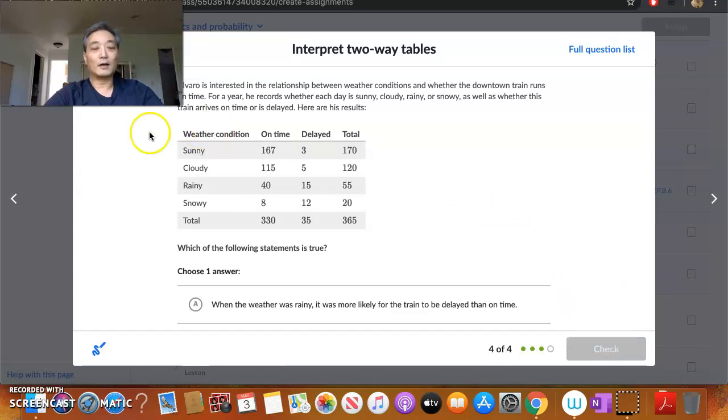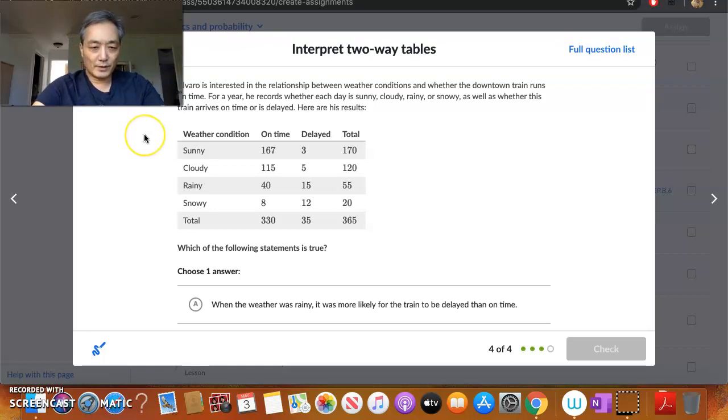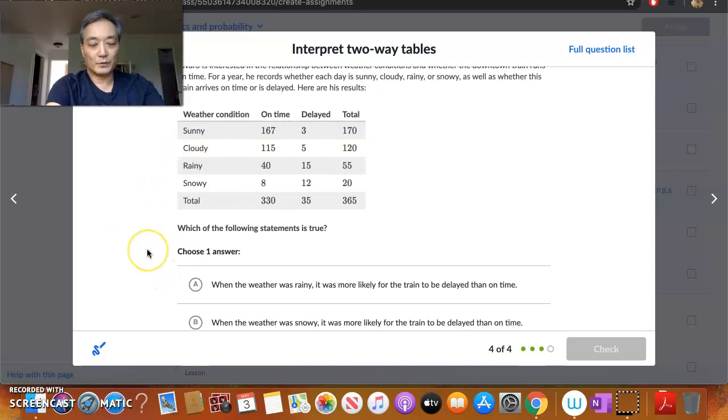Okay, last one. Here it says, Alvaro is interested in the relationship between weather conditions and whether the downtown train runs on time. For a year, he records whether each day is sunny, cloudy, rainy, or snowy, as well as whether the train arrives on time or is delayed. Here are his results. So this is the results of Alvaro's observations, right? And how the trains are running, either on time or delayed for the various weather conditions. Okay, and now let's take a look. And he did that for a year. Which of the following statements is true?